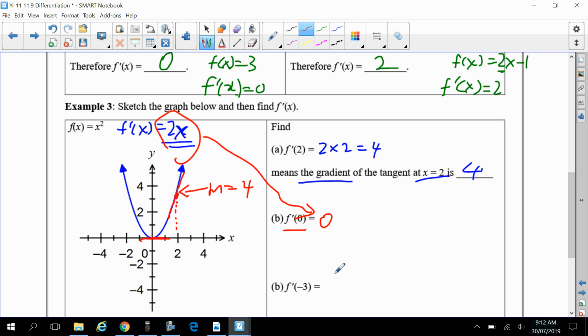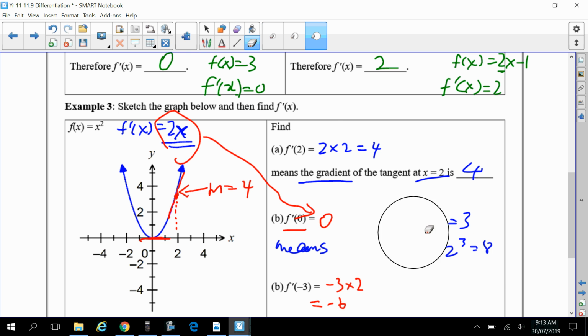And finally, what's the gradient at negative 3? Negative 6. Yep. Can you make an effort to know what that means? It's like logarithm. What does log base 2 of 8 equal to 3 mean? It means 2 to the power 3 equals 8. So every time you learn a new word in English, write it in a full sentence. When you learn a new concept, write it in a sentence too.